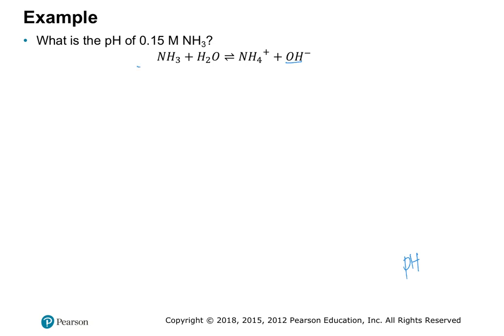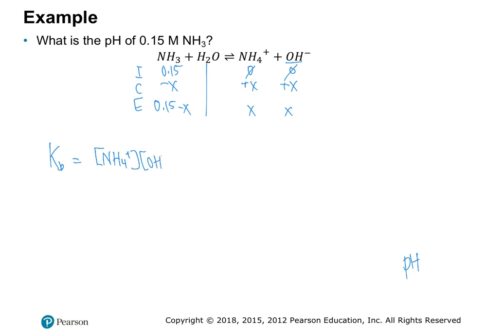So I'm going to do an ICE table where I have 0.15 molar of ammonia. I have no products, and we don't worry about water because it's liquid. Then I'm going to minus X from my reactants and add it to my products. So at equilibrium, I have 0.15 minus X of ammonia and X of my products. So now we need to do a Kb expression, which will be my conjugate acid times hydroxide over the weak base.